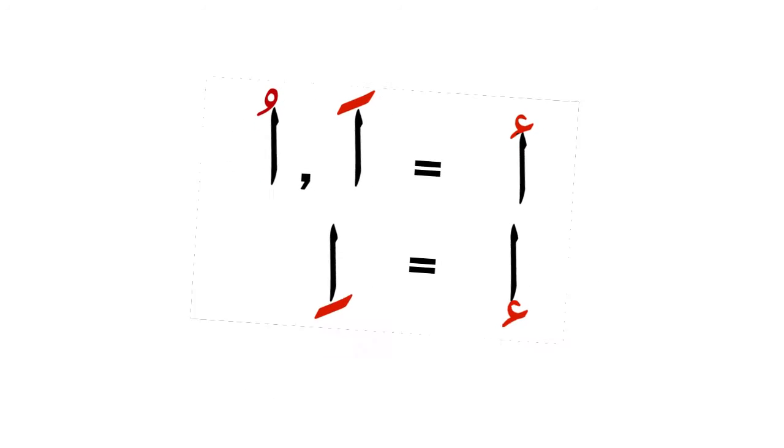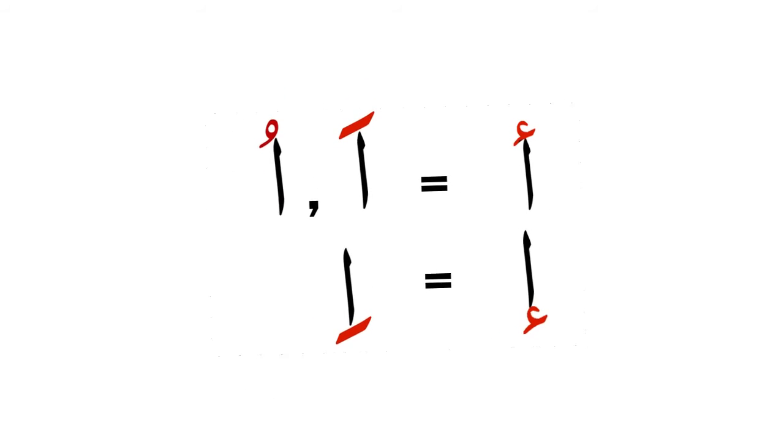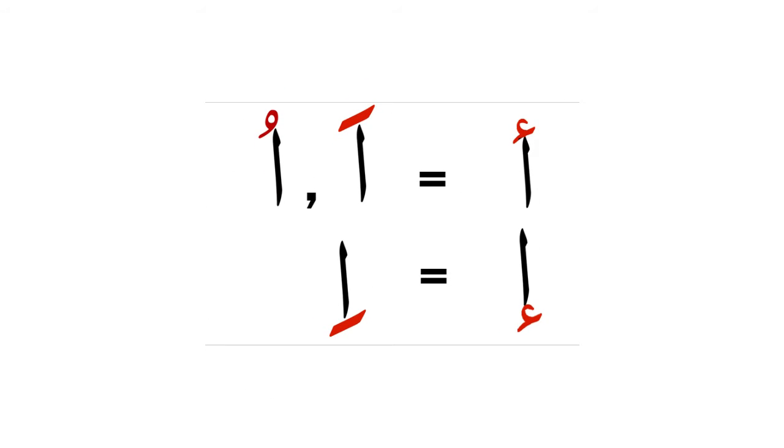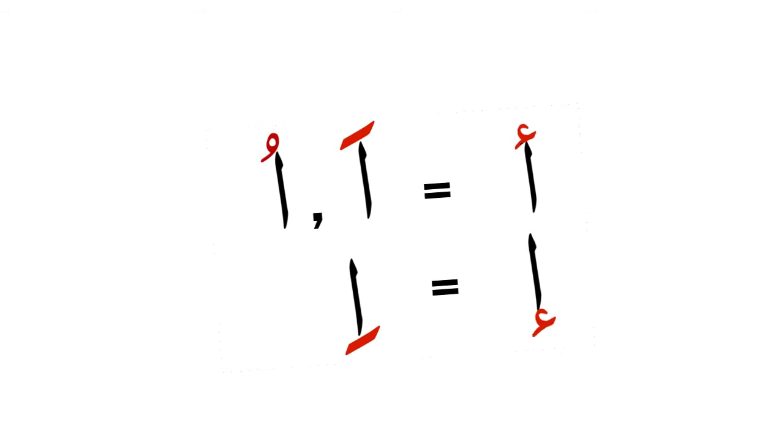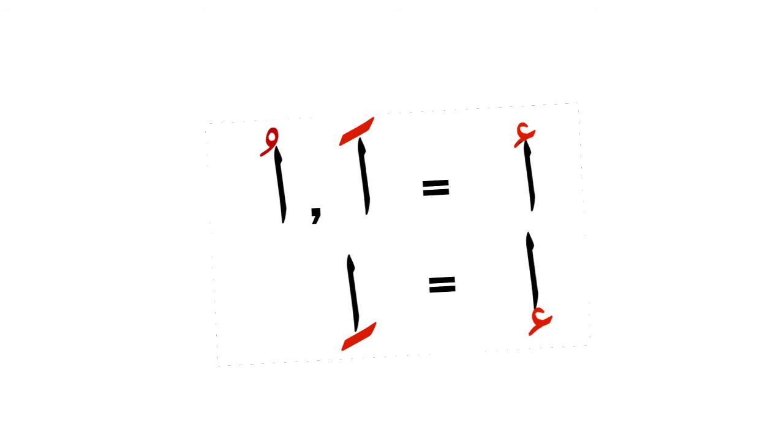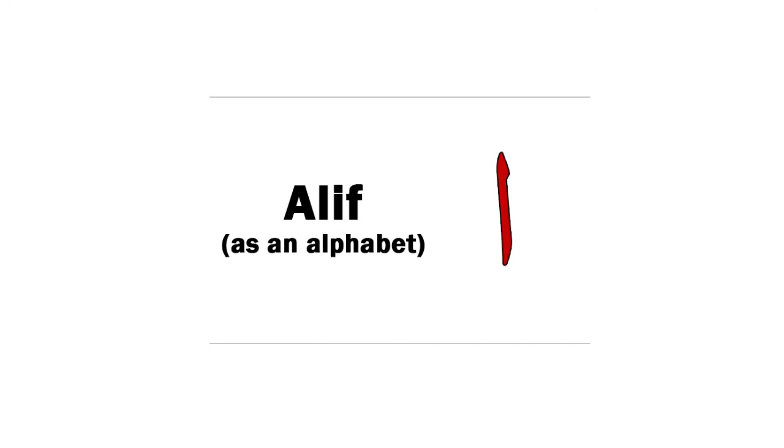But when we have a wobble over it or under it, in the case of fatha and dhamma, we have a wobble over this alif, and in the case of kasra, we have a wobble under this alif. Then we don't call it alif, instead we call it hamza. Let's look at some examples.